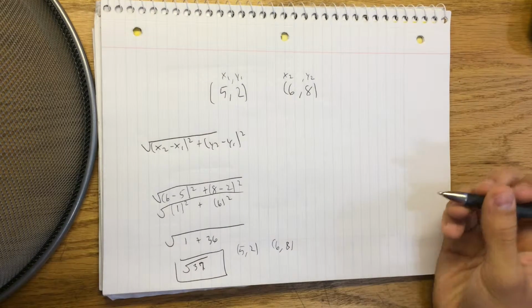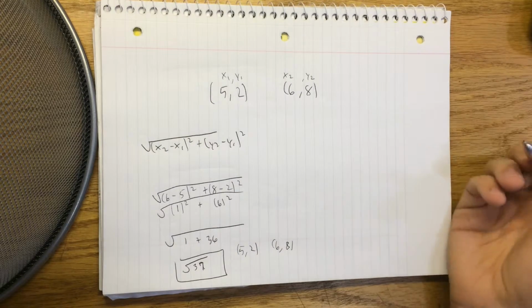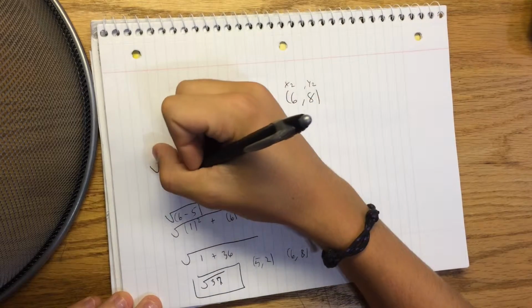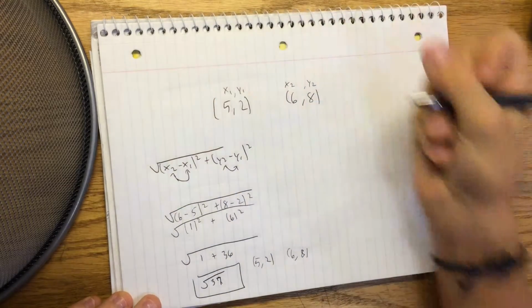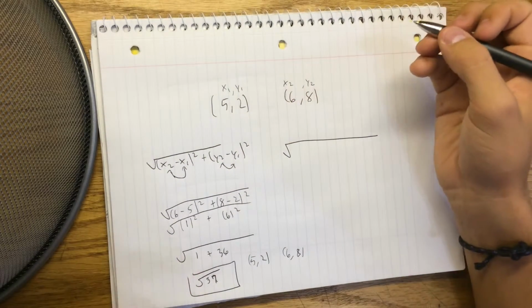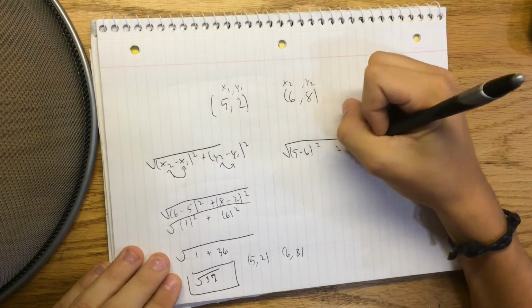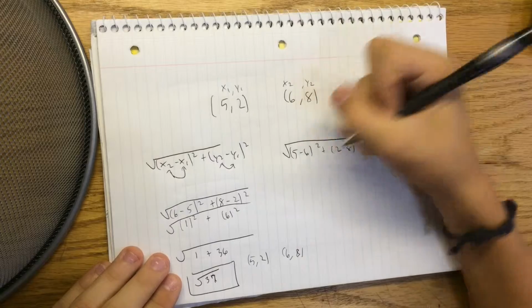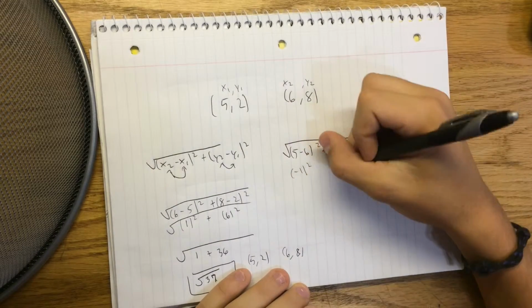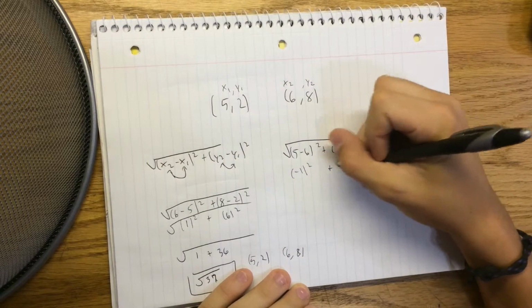Now I want to show you something that you should watch out for, but you'll be lucky enough not to make a mistake. Say you accidentally switch these two on your equation. It actually doesn't matter, thankfully. So say now it's 5 minus 6, parentheses squared, plus 2 minus 8, parentheses squared. So here it's negative 1, parentheses squared, plus negative 6, parentheses squared.